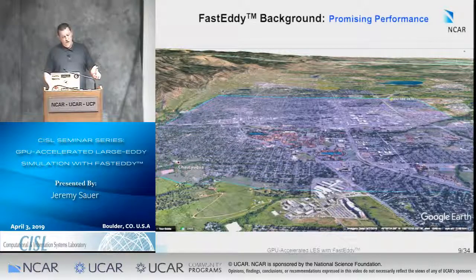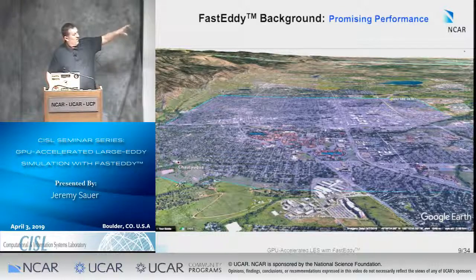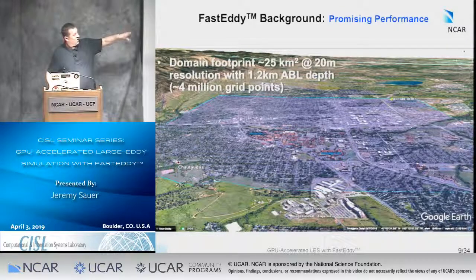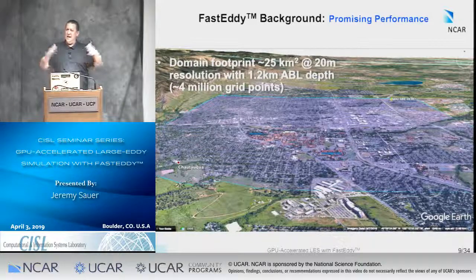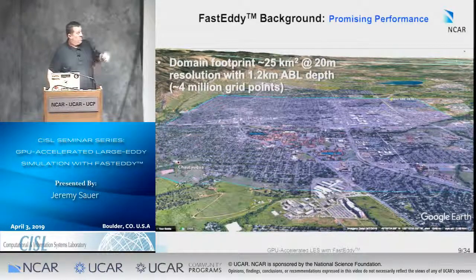Oh, one more. We had some promising performance. So what we're looking at is a Google Earth image of Boulder, and that is a domain, I want to say, yeah, it's 25 square kilometers at 20-meter resolution. So it covers about two-thirds of Boulder, and that was just there to give folks a point of reference as to how much area we were trying to simulate at 20-meter resolution.